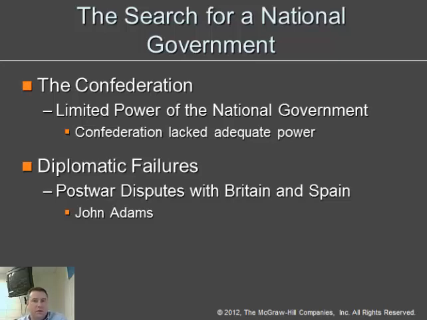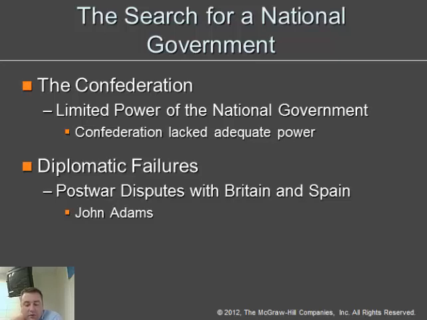The last part I want to go through with you here is the search for a national government. And really, this is the Articles of Confederation that were created. As the war raged with England, many sought a weak national government with sovereignty resting in the states. They wanted to have state power. And that result was the Articles of Confederation that were adopted in 1777. They were finally ratified in 1781.